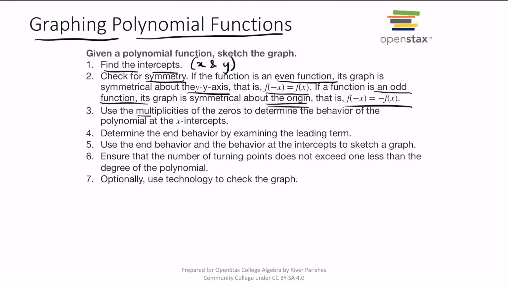Then we can use the multiplicities of the zeros to determine the behavior of the polynomial at the x-intercept. If the multiplicity is even, it just touches the line. If it is odd, only then it crosses the line.